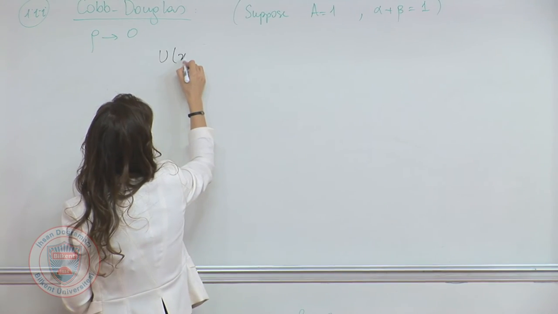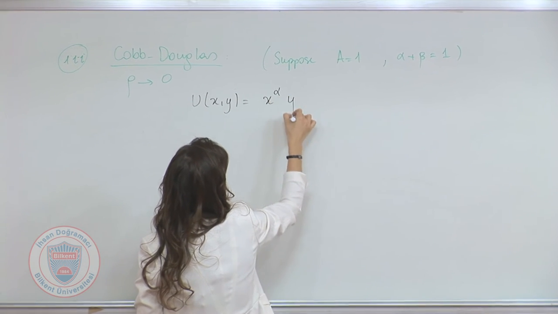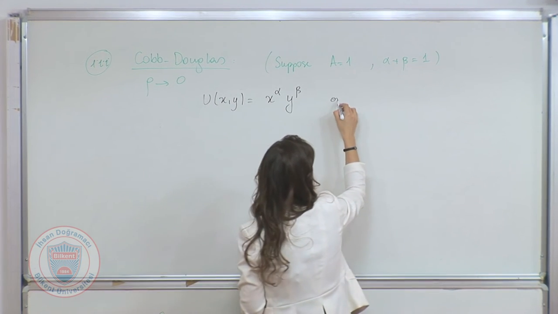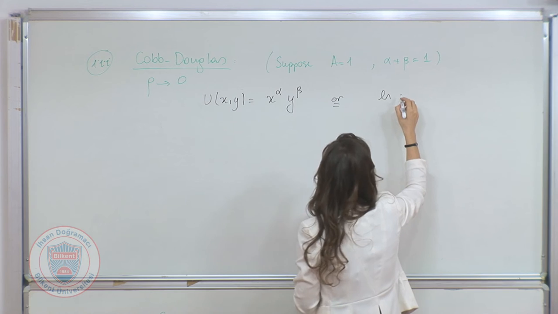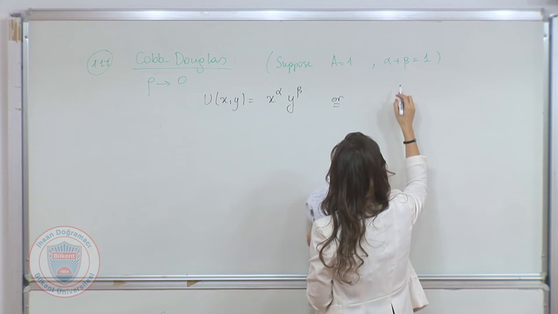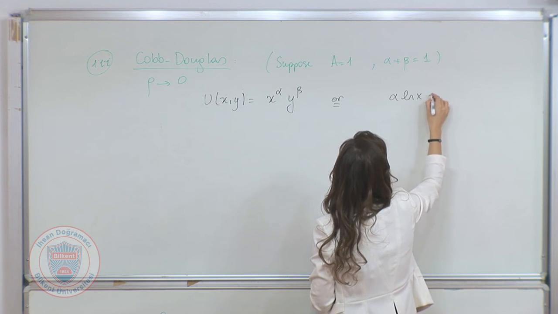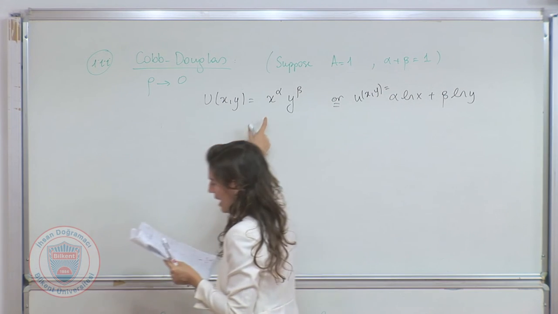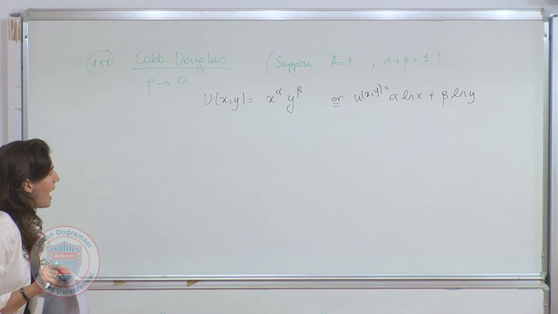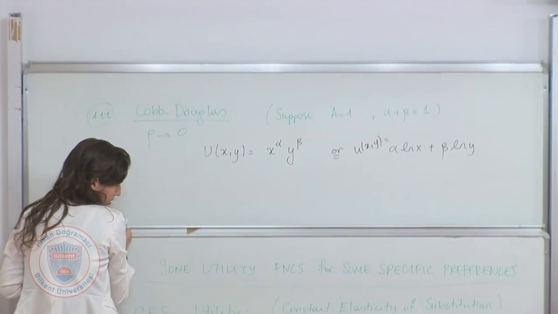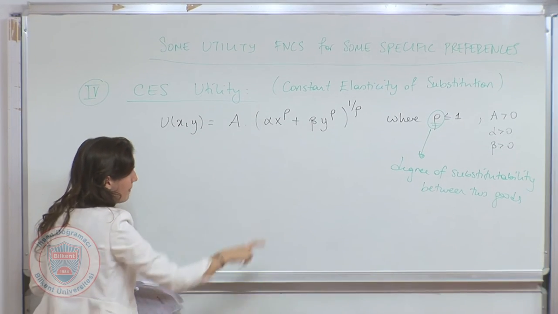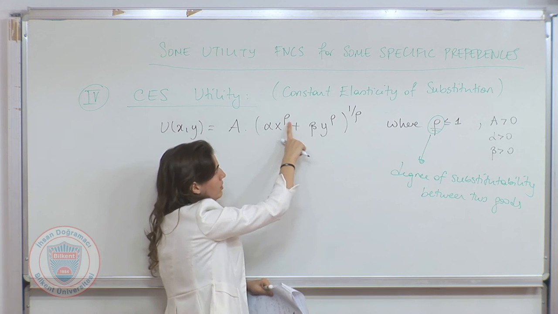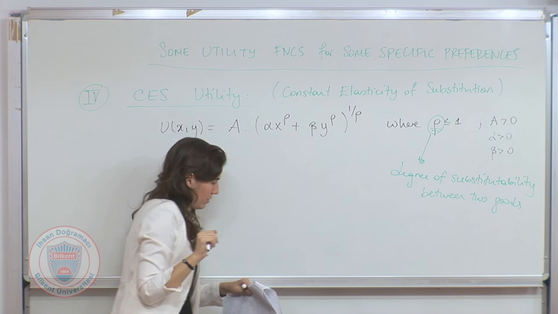So Cobb-Douglas was, we said, x to the power alpha, y to the power beta. Or you can also have ln, or you can have this one: alpha ln x plus beta ln y. But we can actually show this. If you look at here, if rho goes to zero, what's happening here? This goes to zero, this goes to zero, that's what we said.